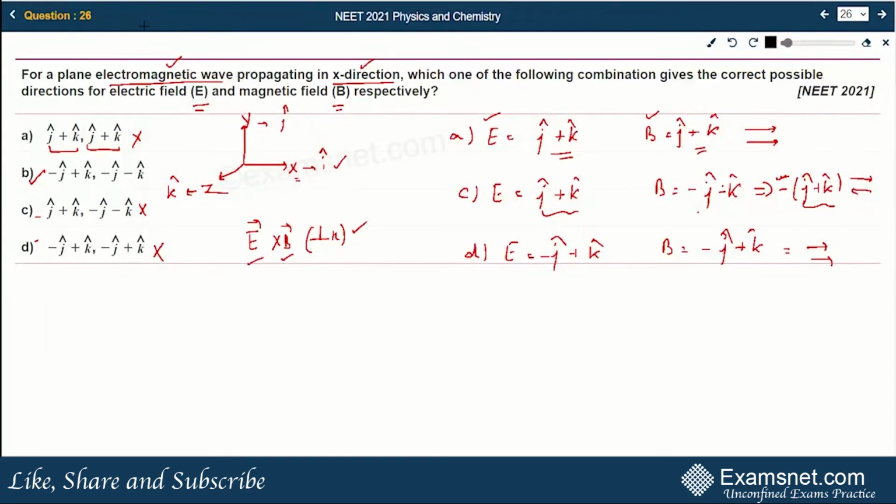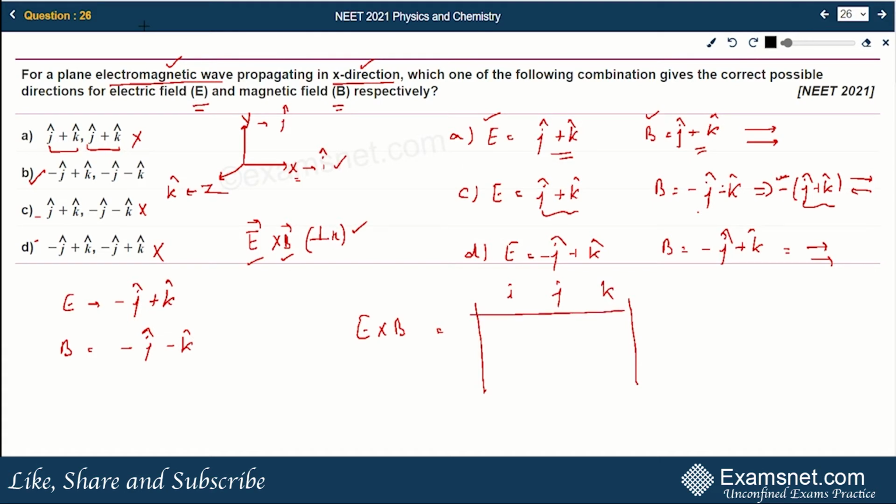Okay, so you can also find out the cross product here. Vector E is given as minus J cap plus K cap, and B is given as minus J cap minus K cap. So let's find out the cross product of both. So E cross B in this case will be, we'll make a table here. This is I, this is J, this is K.